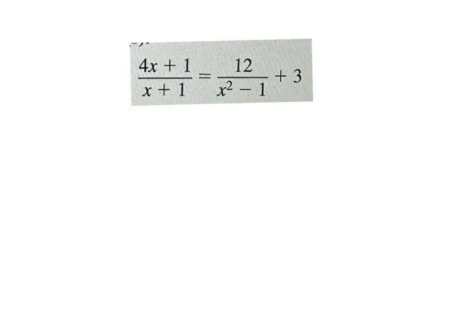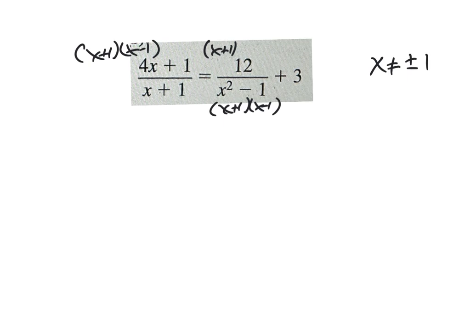All right, let's go one more. A little bit tougher here. The only thing that makes it a little bit tougher is this denominator right here. Actually, you've got to factor it first. So you get x plus 1, x minus 1. So what can x not equal? Either positive or negative 1. We'll see the LCD: x plus 1 and x minus 1. This is going to be a little bit longer because your denominator is a little bit bigger.